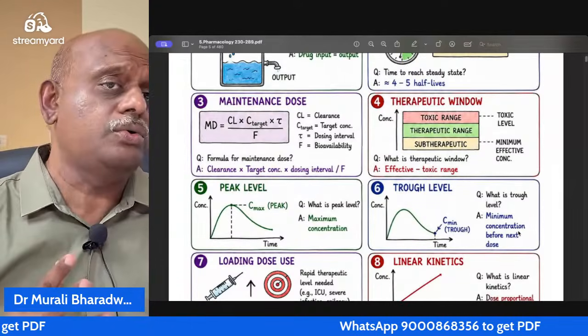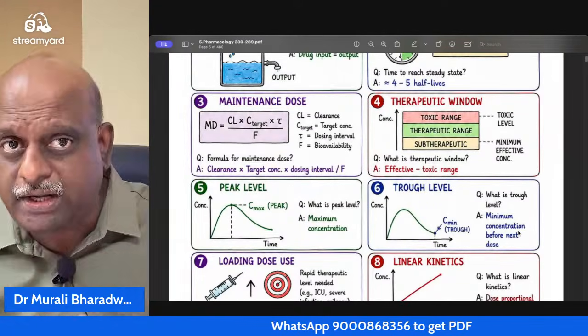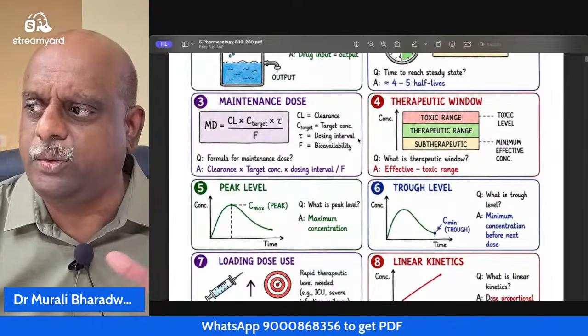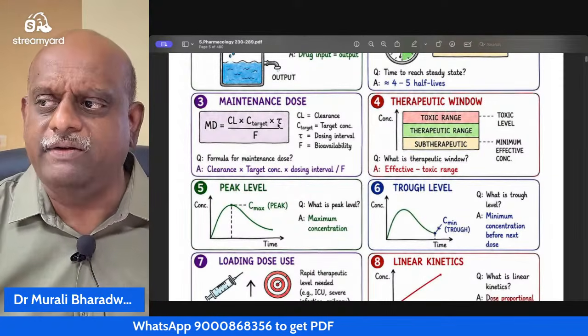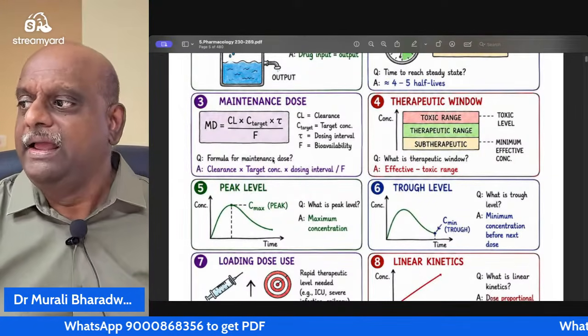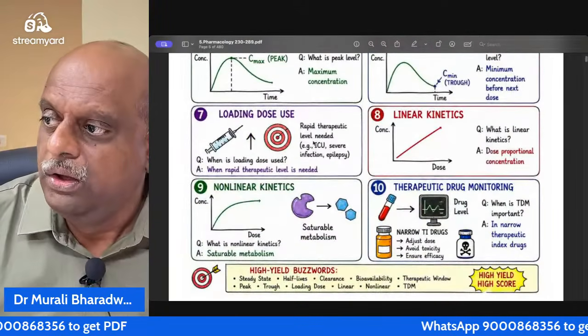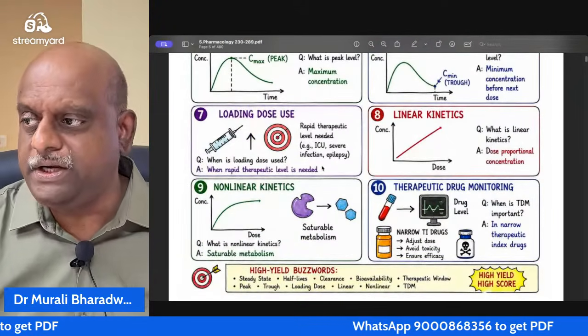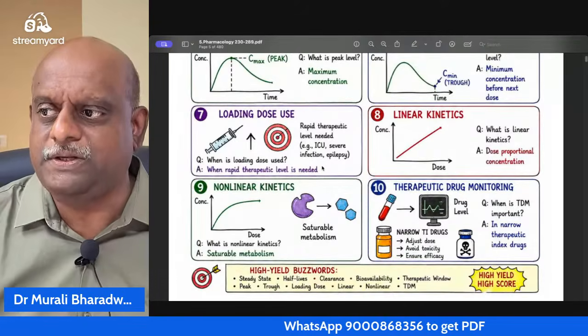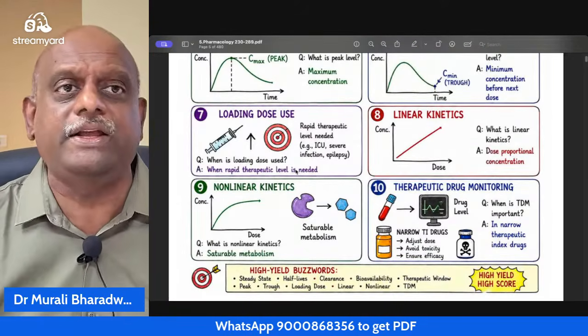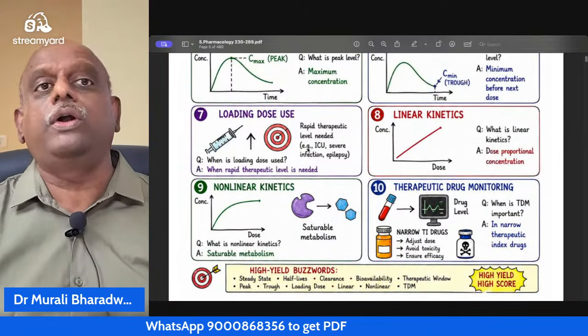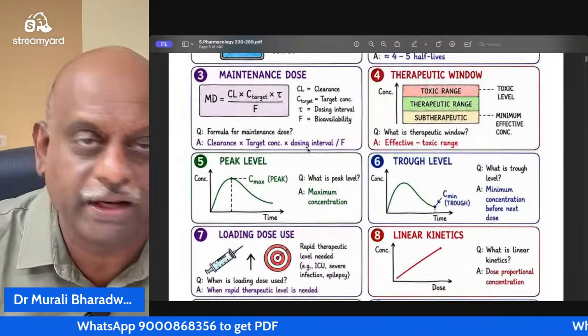Maintenance dose is clearance into target concentration of the drug we want to achieve into dosing interval, divided by bioavailability, is what you need to basically remember. Whenever a patient has severe infection or epilepsy, when a rapid therapeutic level is needed, there we give the loading dose, is what we need to remember.